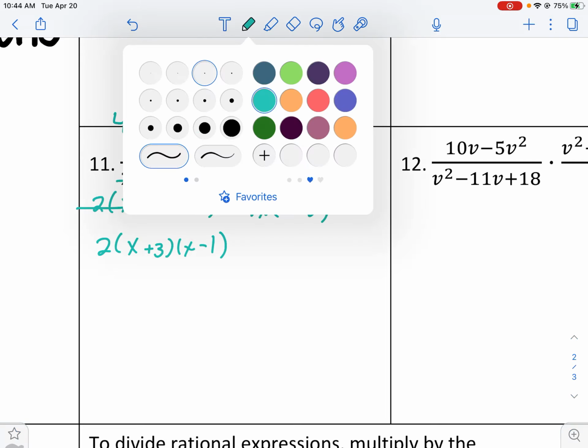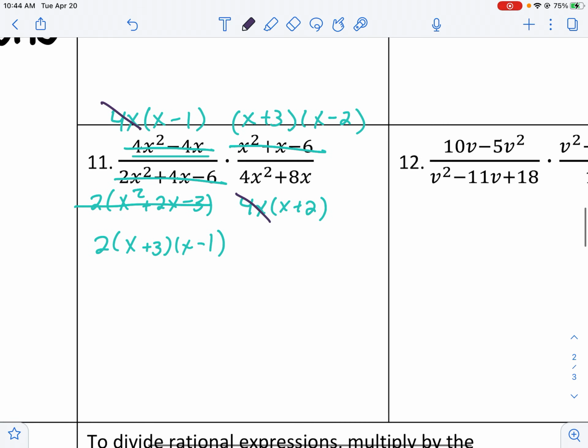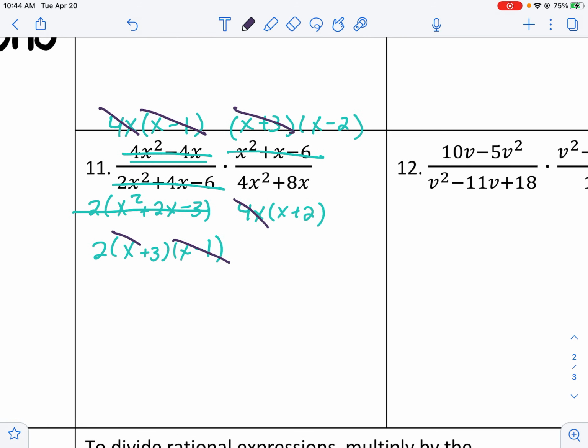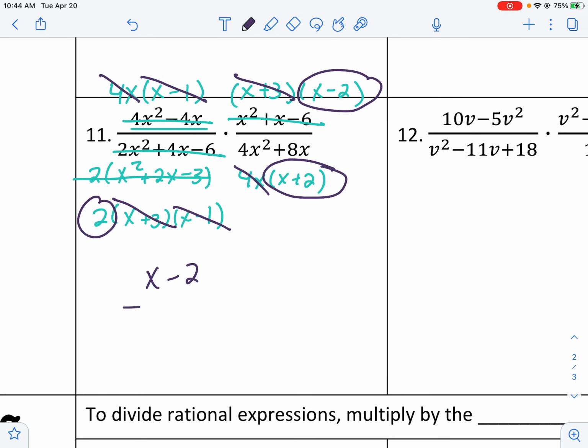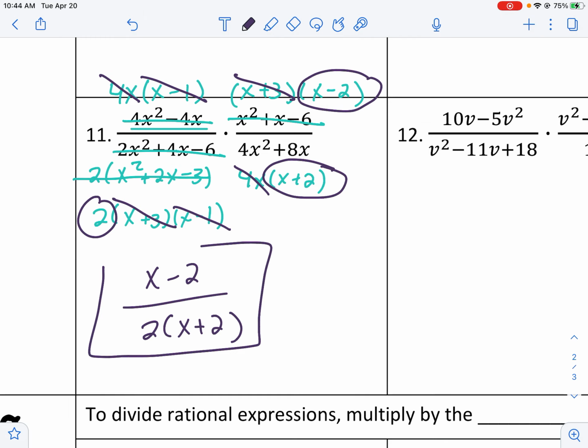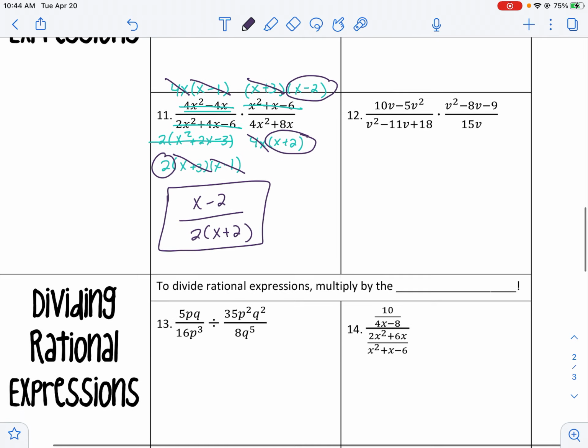So we have 4x canceling with this 4x. We have an x minus 1 here, cancels with this x minus 1. We have an x plus 3 here that cancels with that x plus 3. And then what's left? We have an x minus 2, an x plus 2 in the bottom, and a 2 in the bottom. So that's x minus 2 over 2 times x plus 2. And that cannot go any further, so it would just be right there.